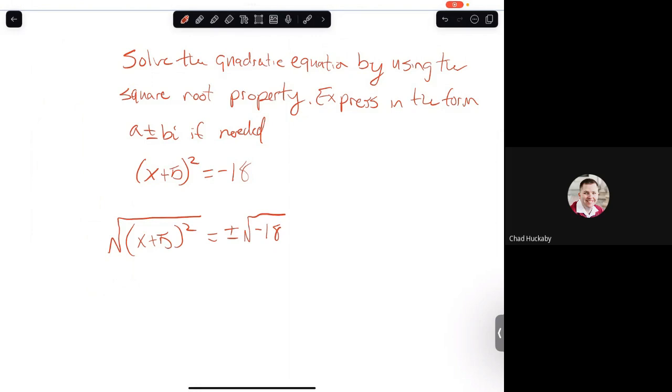Okay, so on the left-hand side, the square root cancels out the square, so we are left with x plus 5 is equal to plus or minus, and I'm going to rewrite this as the square root of 18 times i. Remember, i is the square root of negative 1, and so we can legally do that. So now we subtract 5 from both sides, and we get x is equal to negative 5 plus or minus the square root of 18i.